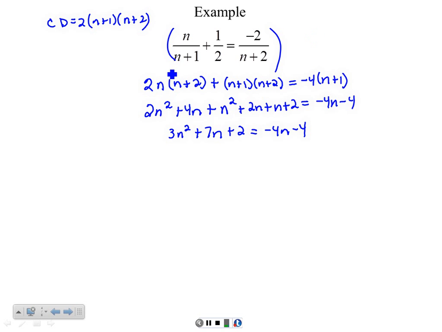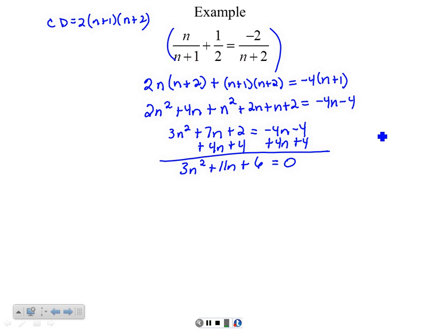Alright, so I see the quadratic. It's not going to go away this time, so we are going to have to get everything set equal to 0. So that means I need to move this negative 4n and negative 4 to the left. So now I'm going to do this all in one step. So I'm going to add 4n and add 4 to both sides. And make sure you add them to their like terms over here. So I am going to get equal to 0 on the right hand side. On the left hand side, I'm going to have 3n squared plus 11n plus 6.